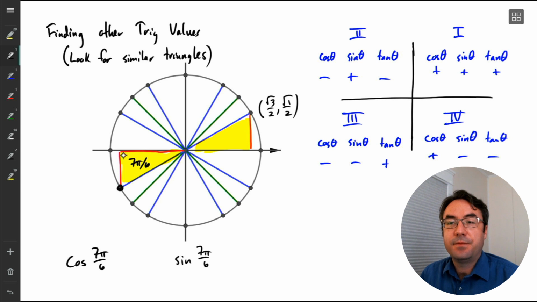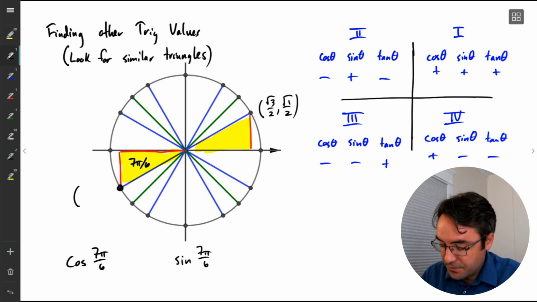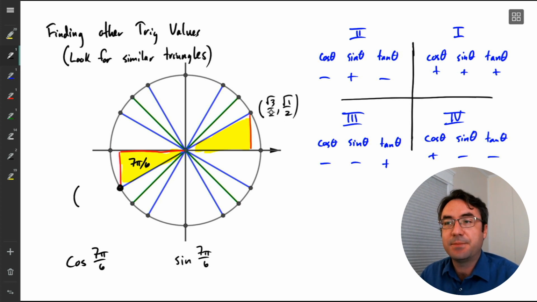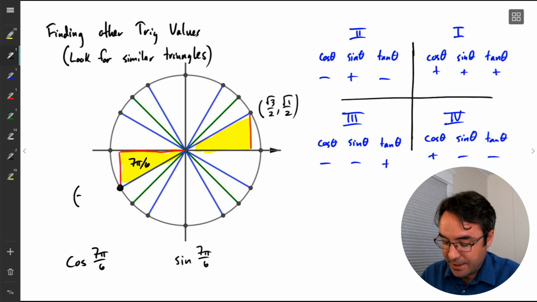is... the length of this horizontal side here is the same as the length of this horizontal side here. The only difference is this one is to the left of the origin, so it's going to be negative. And same thing with the vertical distance here. The length of this side of the triangle is the same as the length of this side of the triangle. The only difference is this one is below, so it's going to be negative as well. So the coordinates for this point are going to be exactly the same except negative. So it'll be negative square root 3 over 2, comma, negative square root 1 over 2.